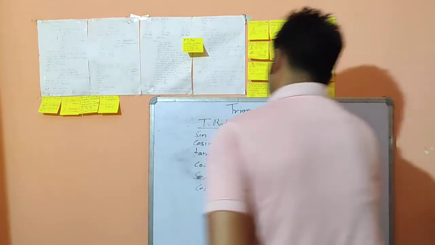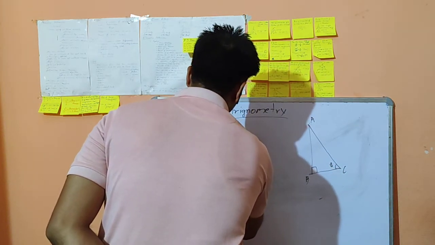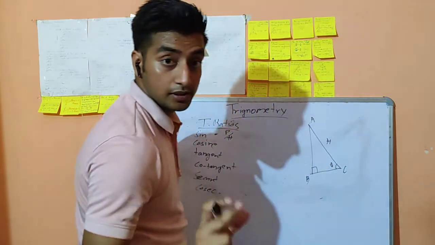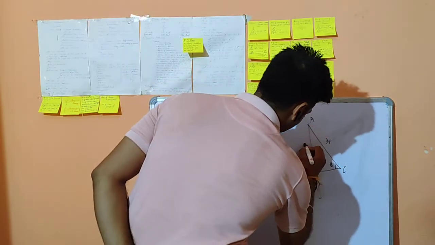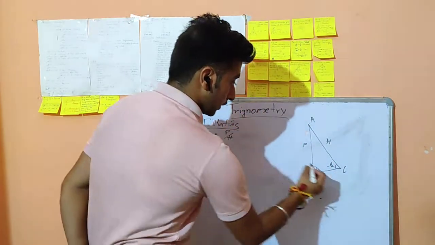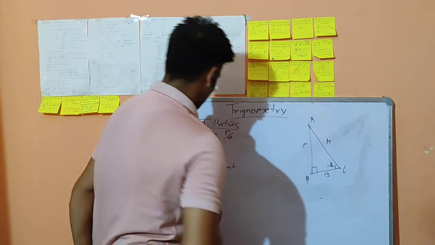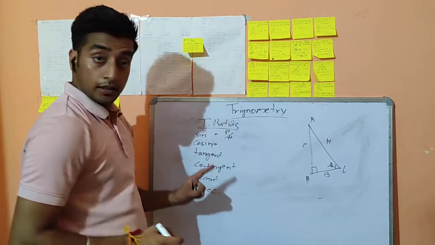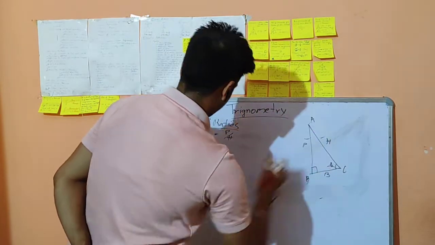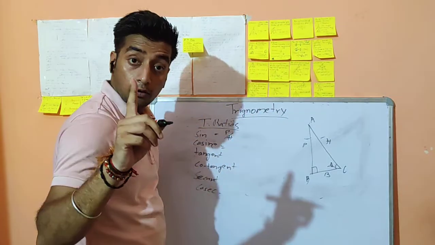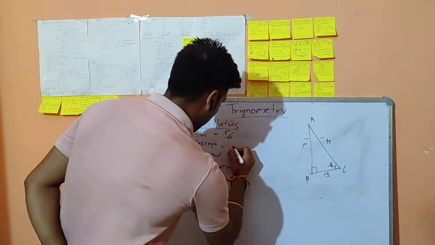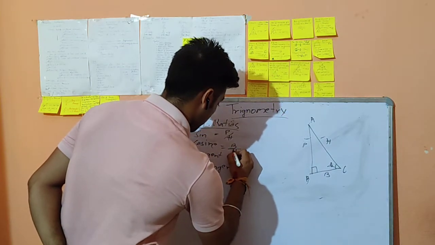Sine theta is always perpendicular upon hypotenuse. This is hypotenuse, the biggest side of a triangle. This is perpendicular, the side opposite to theta. Okay, and this is base. So, sine is perpendicular upon hypotenuse, that is this side upon this side. Very nice. Now, cosine, or we can say cos, is base upon hypotenuse, that is base upon h.